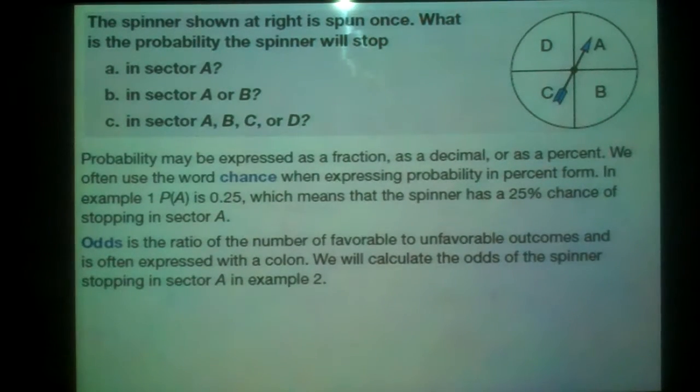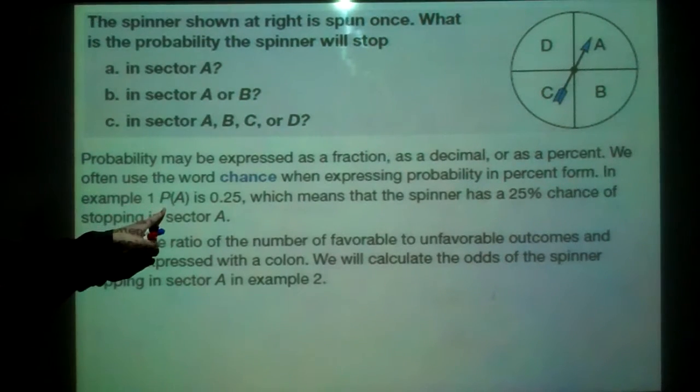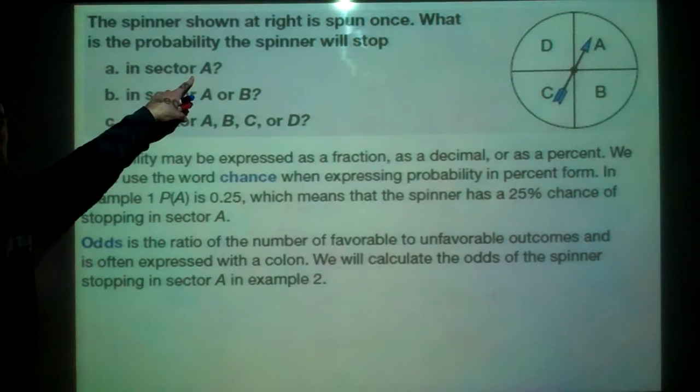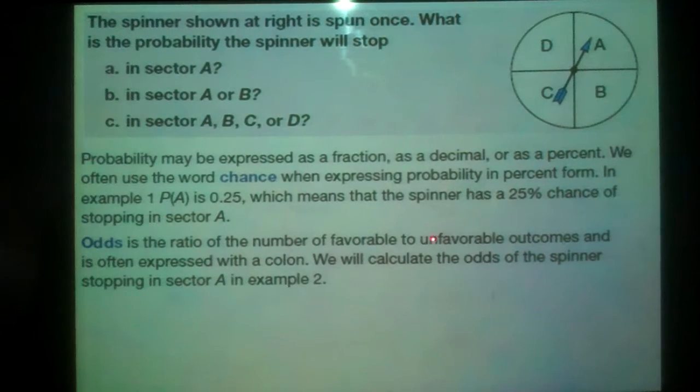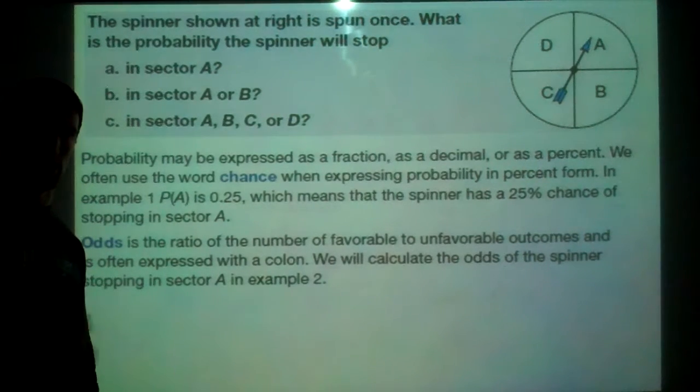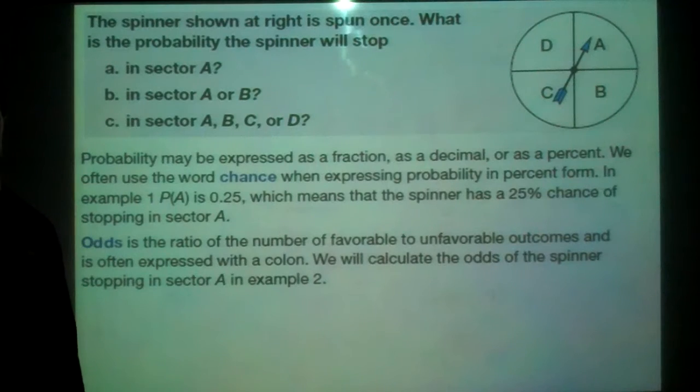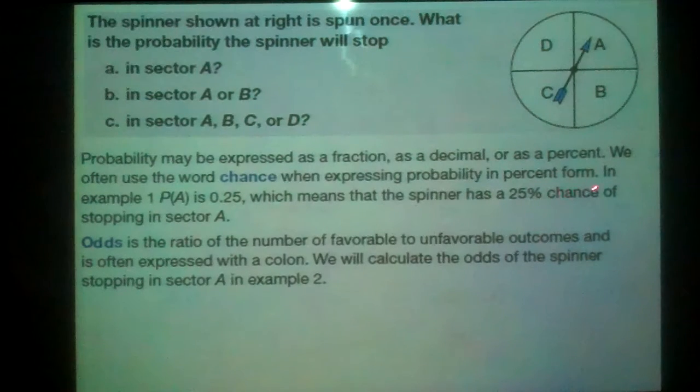Now it says probability may be expressed as a fraction, as a decimal, or as a percent. We often use the word chance when expressing probability in percent form. So in example 1, where we found the probability of landing in sector A, that was 1/4. If we turn that into a decimal, we get 0.25, and we can turn that into a percent, which is a 25% chance. So think about weather, like I mentioned before. Usually when they say the chance of rain, let's say it's 30%, they'll usually say 30% chance of rain or 20% chance of rain, something like that. So whenever we use chance, that word, we're talking percent.